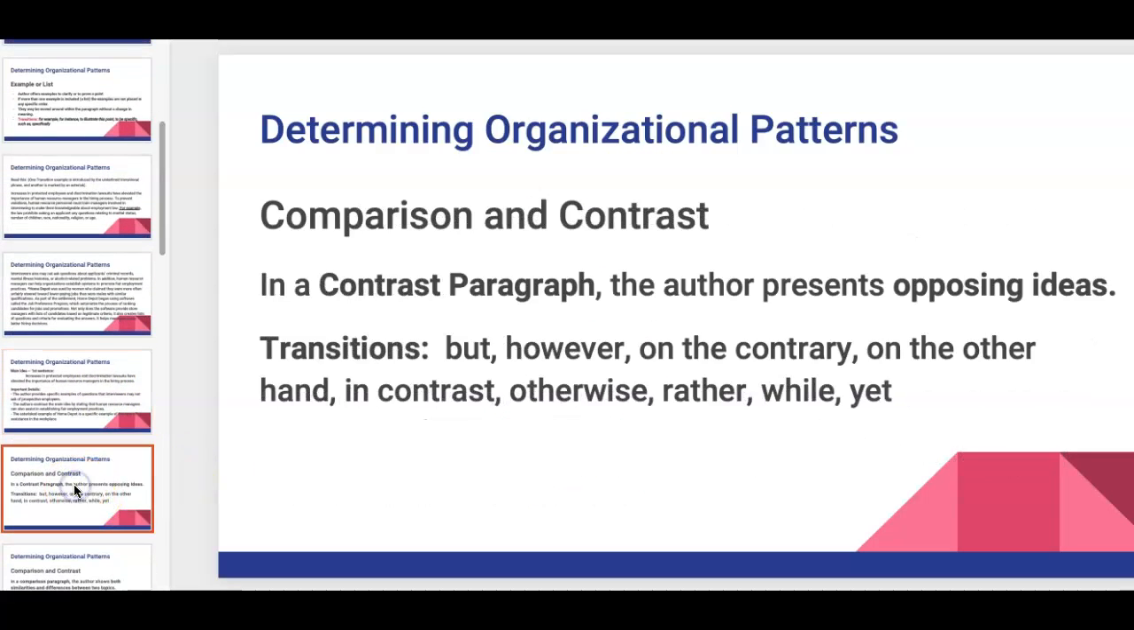Continuing on. The second one is comparison and contrast. In a contrast paragraph, the author is using opposing ideas. The transitions that you're going to see are but, however, on the contrary, on the other hand, in contrast, otherwise, rather, while, and yet.